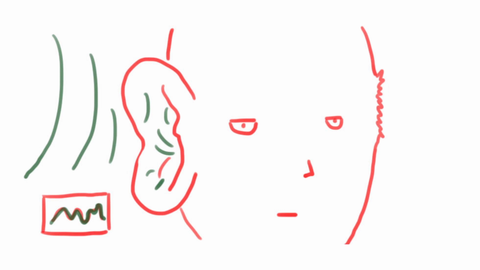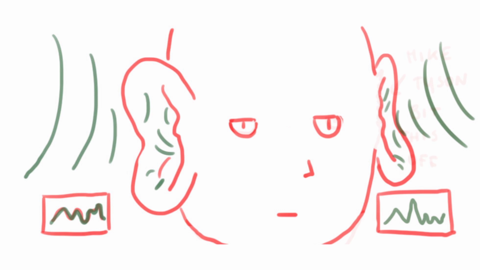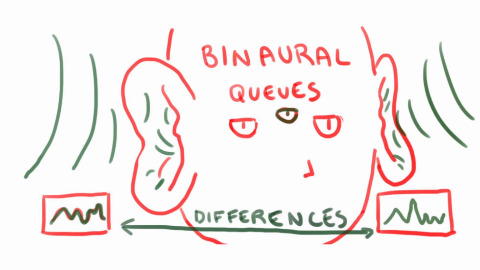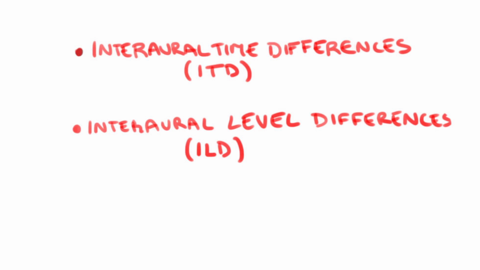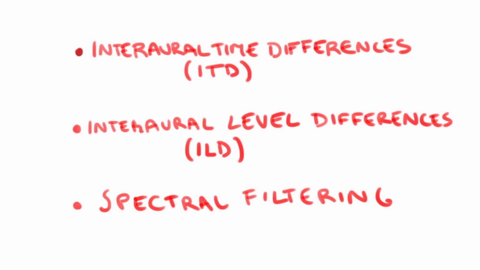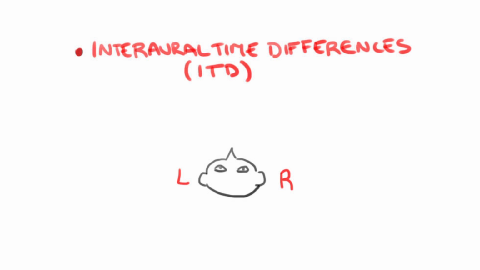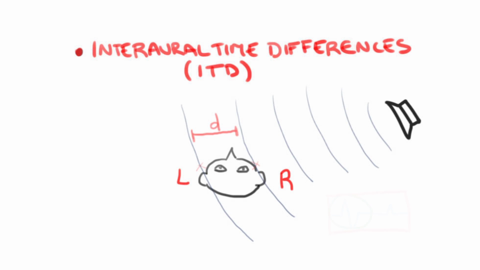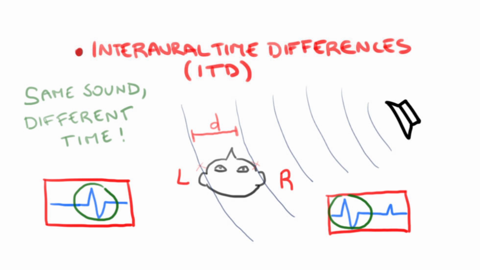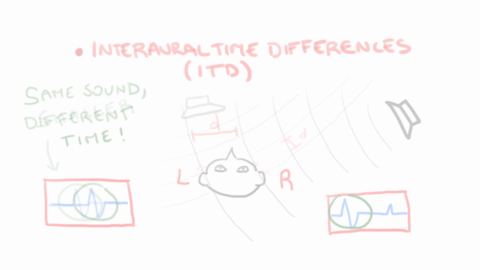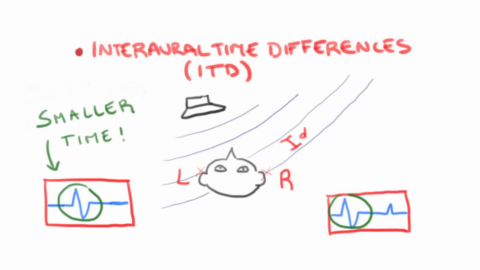Now, humans estimate sound location by taking cues from one ear, defined as monaural cues, and by comparing cues received at both ears, defined as binaural cues. Of these cues, there are interaural time differences, interaural level differences, and spectral filtering. Interaural time differences refer to the time in which a sound wave reaches the listener's left and right ears. This time difference varies depending on where the sound source is in relationship to the listener's head. The farther to the left or right side of the head the object is located, the larger the time difference.